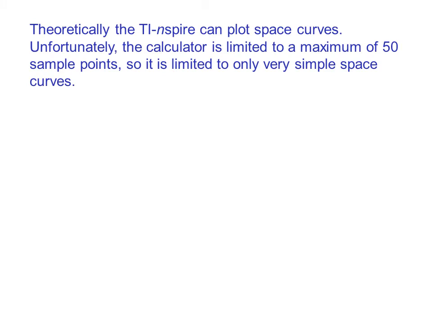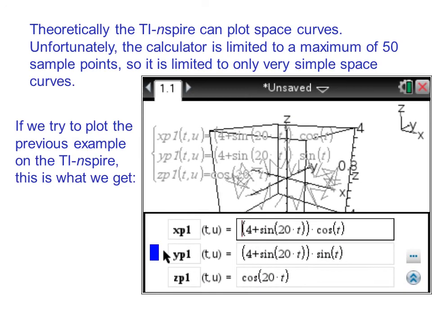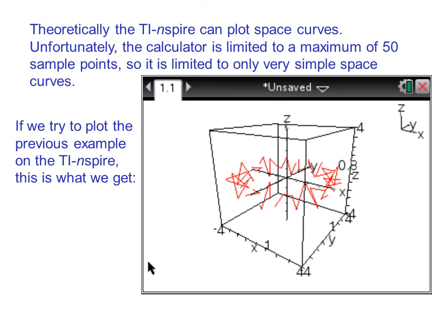Theoretically, the TI-nspire can plot space curves. Unfortunately, the calculator is limited to a maximum of 50 sample points, so it is limited to only very simple space curves. If we try to plot the previous example on the TI-nspire, this is what we get. Notice how jagged the space curve is because of the limited number of plotting points.